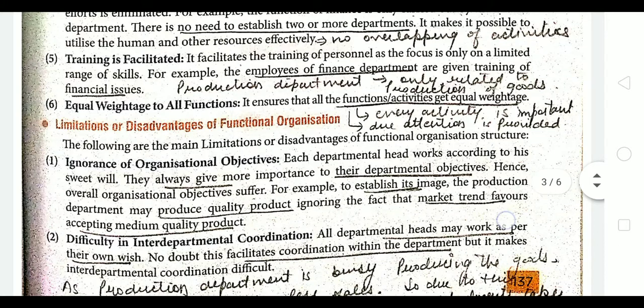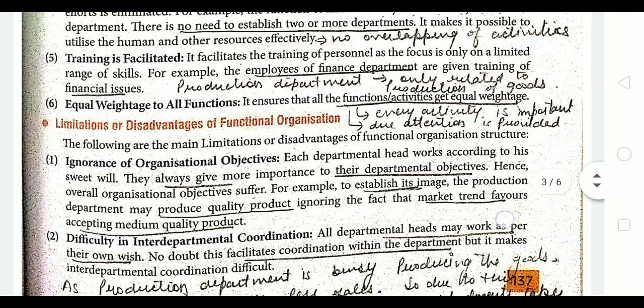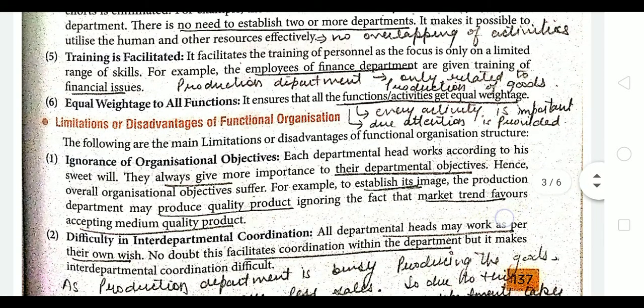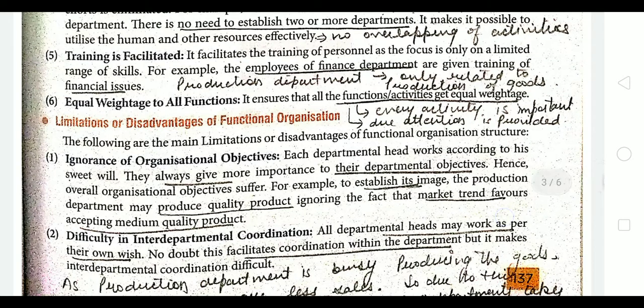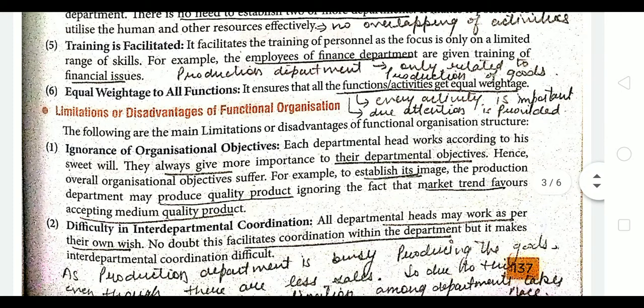Then next is we have equal weightage to all functions. Equal weightage to all functions means every activity in the organization is important. Due attention is provided as all the activities are divided into different departments according to their functions.